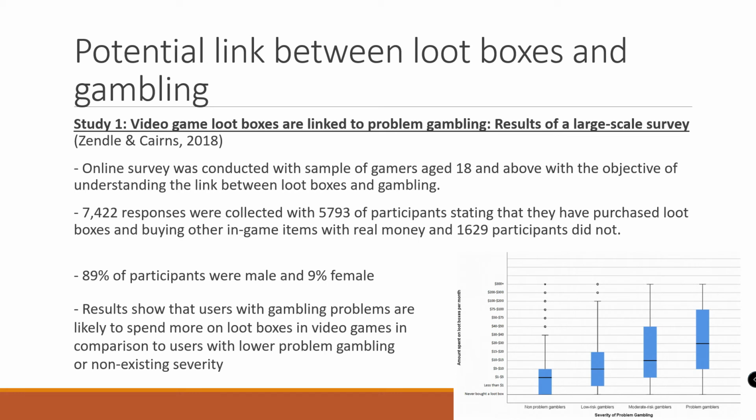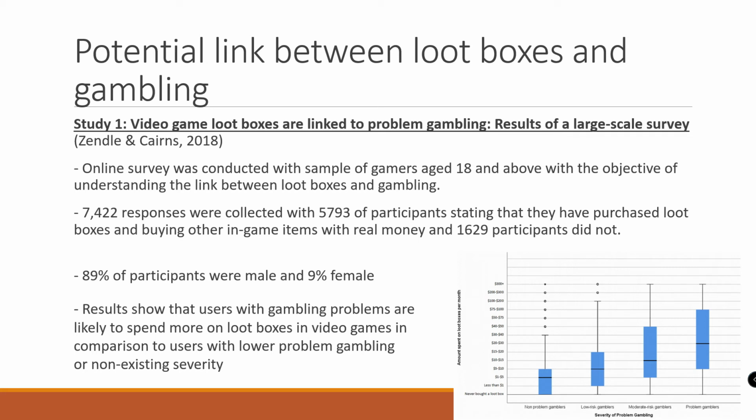So these are the results. We can see on the bottom right, on the table, this is straight from the study. We can see that problem gamblers are more likely to spend money at an increased rate than someone with non-problem gambling or a low-risk gambler.